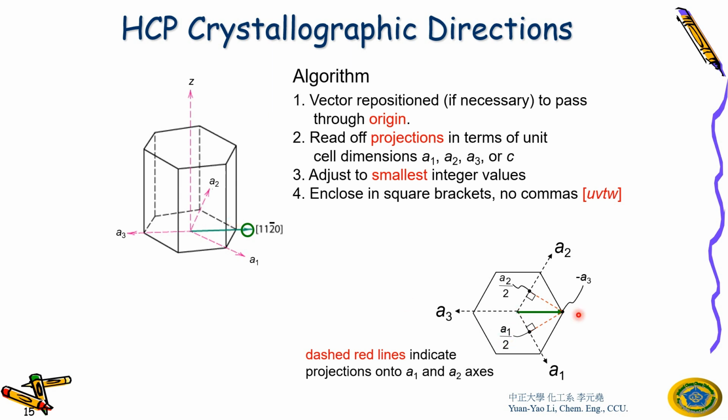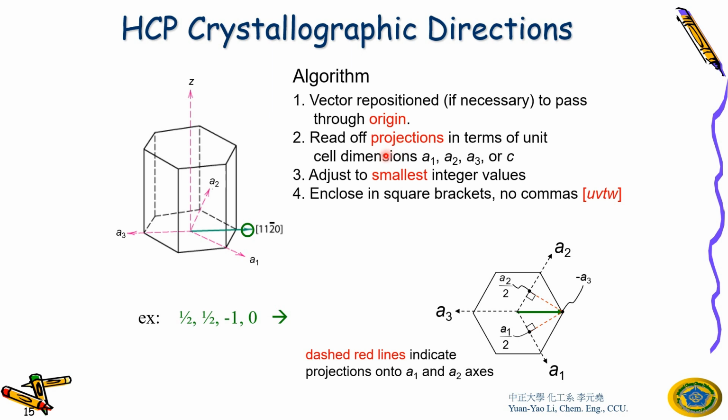Okay, so you have a vector here, and then you have A1, A2, A3, because you know that these three are 120 degrees, 120 degrees, and 120 degrees. So for this vector, of course it passes through the origin, right? You need to do the projection, which is about half of A1. This is half of A2. And this is minus, right? This is positive and this is negative. So you will get half of A1, half of A2, minus 1 for A3, and 0 for Z.